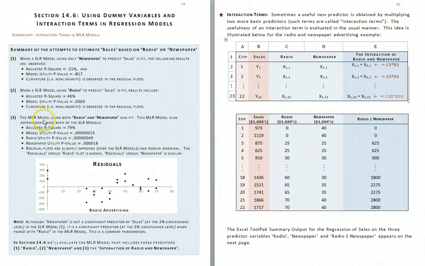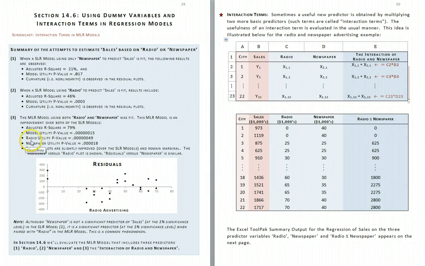The most recent model fit was the multiple linear regression model that used both radio advertising expense and newspaper advertising expense to estimate sales. Once again, we saw an increase in the adjusted R-squared, this time to 79%. And the hypothesis test for overall model utility had an extremely small p-value. This tested as a useful model.